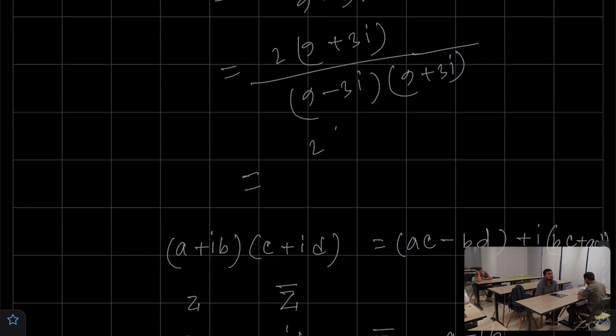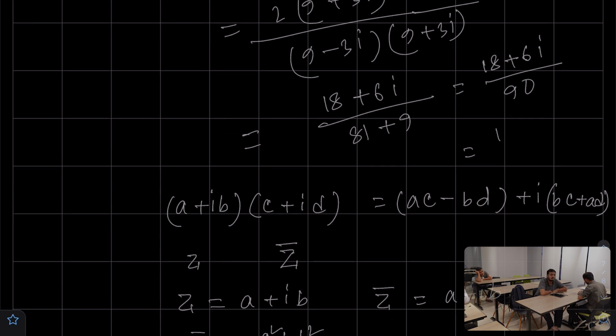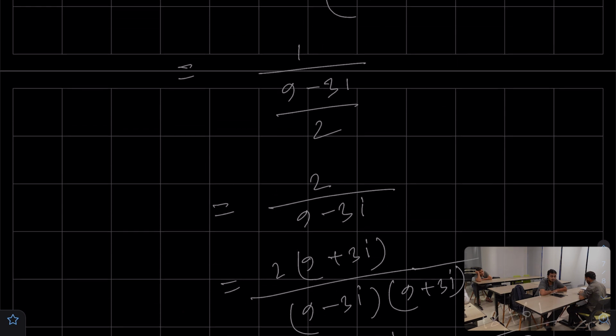This is 2 times 9, so let me multiply this. 18 plus 6i over 81 plus 9, which equals 18 plus 6i over 90. That means 18 over 90 plus 6 over 90 i. This is the inverse of this number, right?